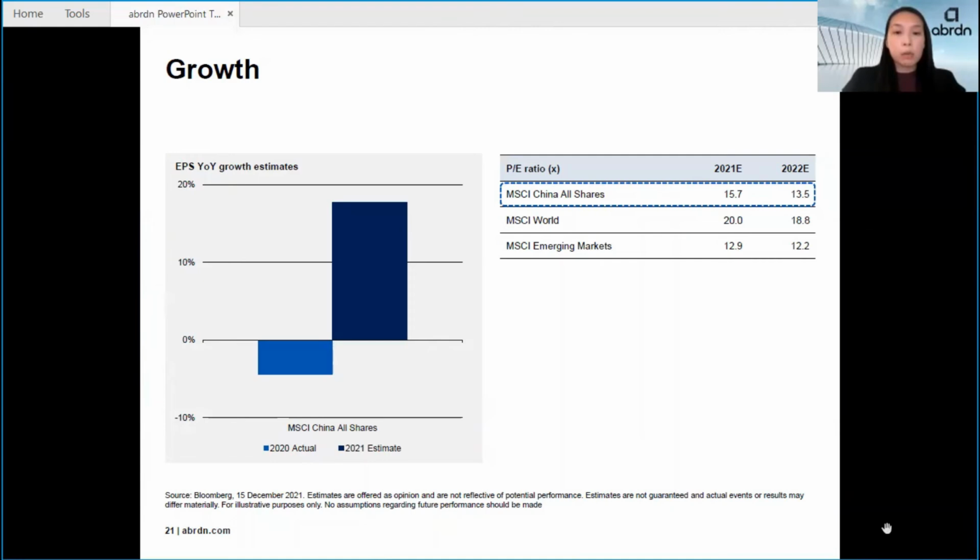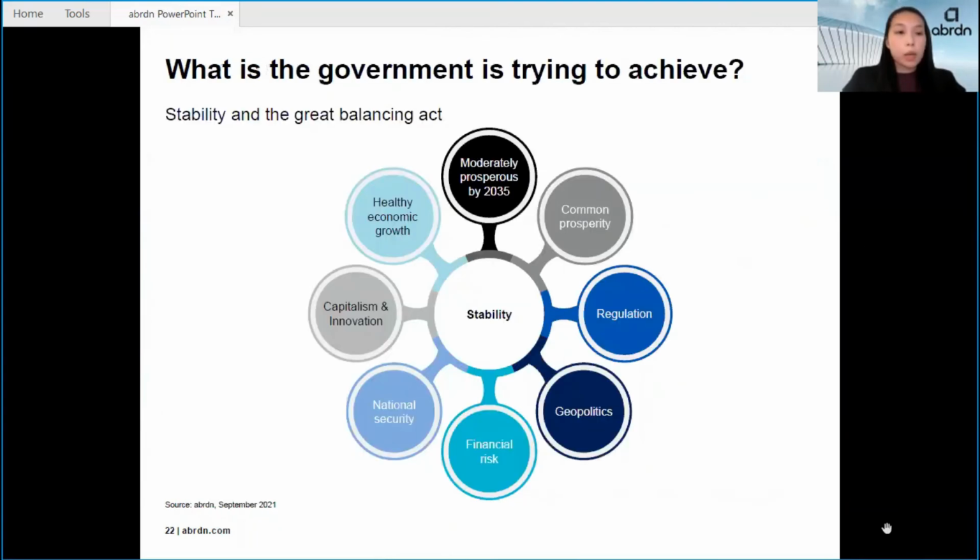Valuation is still relatively reasonable, especially when compared to the MSCI World or other developed markets. On the next slide, you can see slide 22. The question is, with all the news and headlines that we've been seeing, what is the government trying to achieve? You can see some of the keywords here that you may be familiar with: common prosperity, regulation, geopolitics, national security. They want a moderately prosperous society by 2035. So, what is at the core of this? We believe that it is stability. They are looking for stable economic growth.